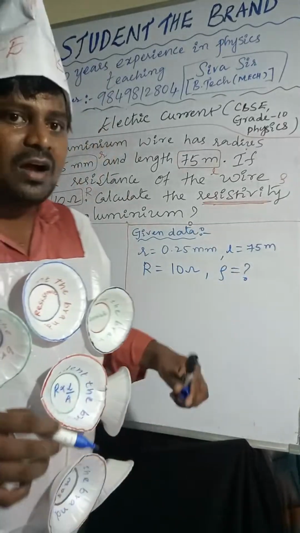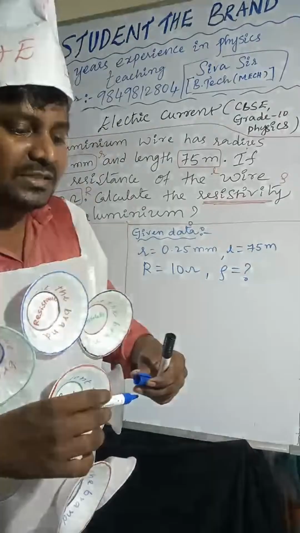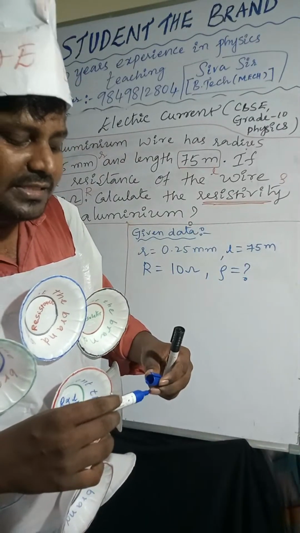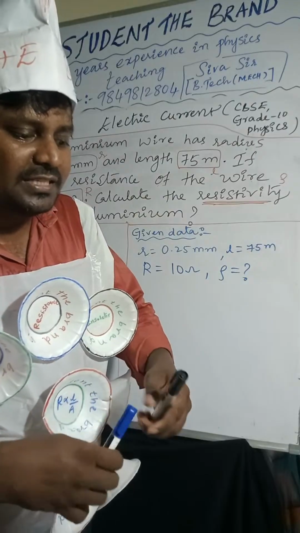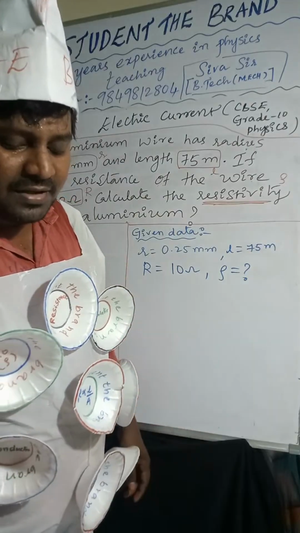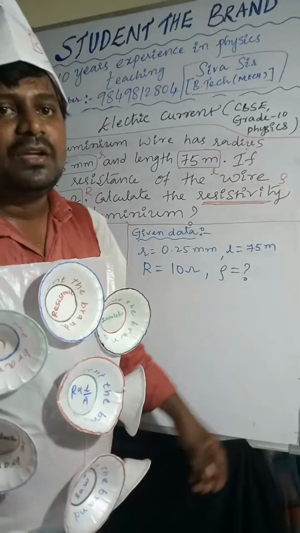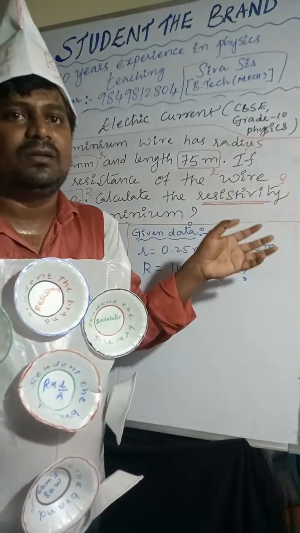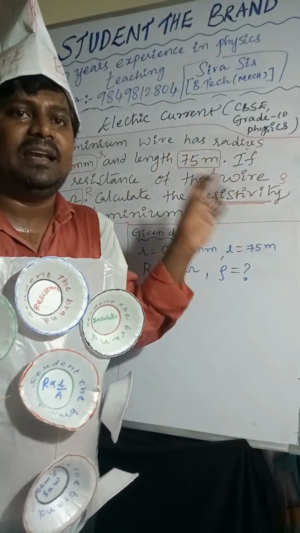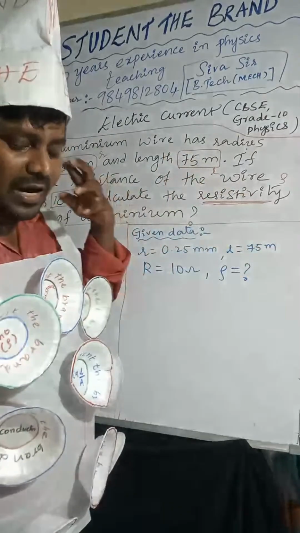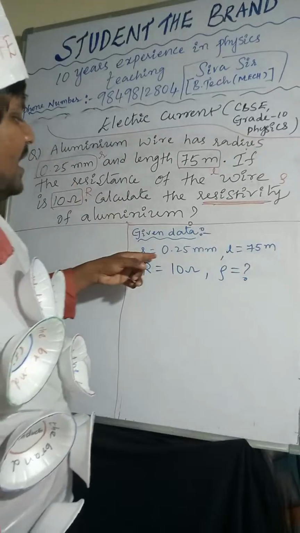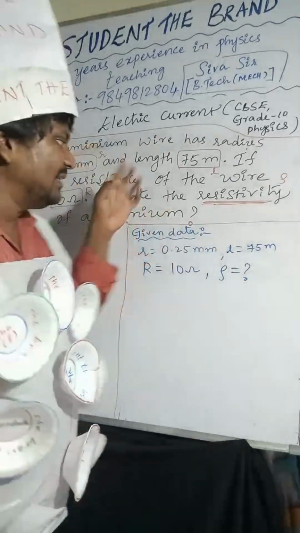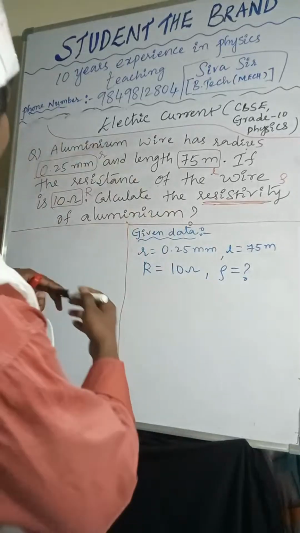Resistivity. Now you have to say one thing: whether all the units are in one system or not, we have to check. Here you can see the radius is given. Already I said the conversion, so you must follow these conversions.